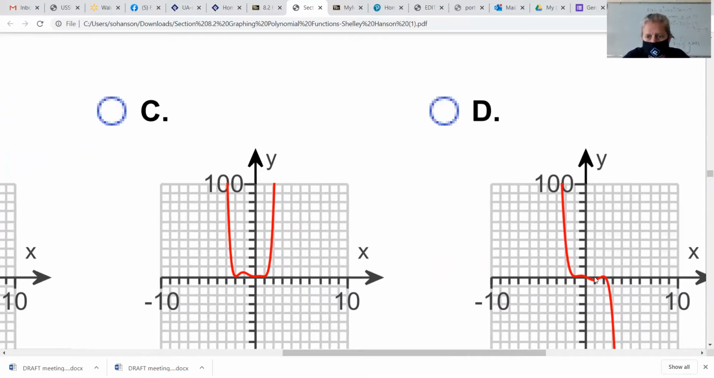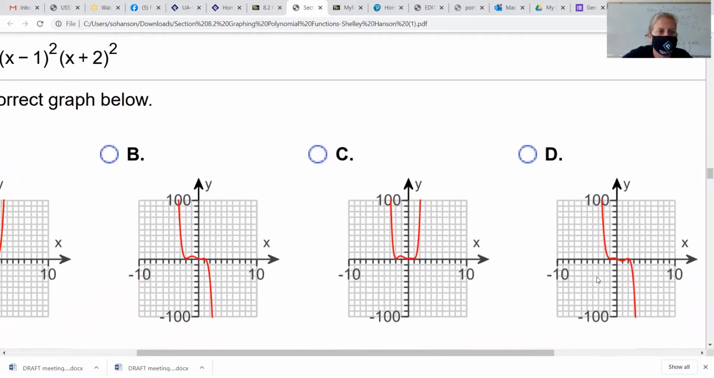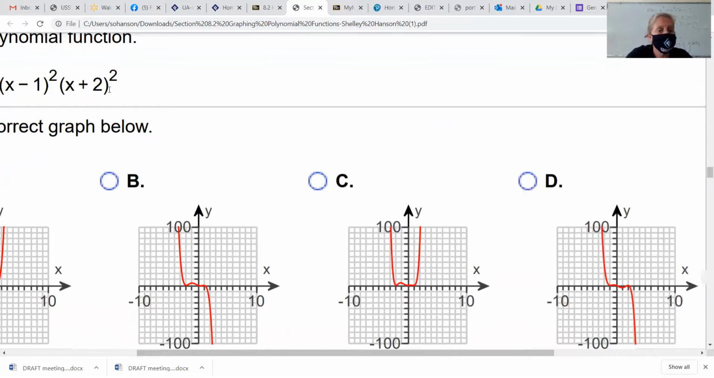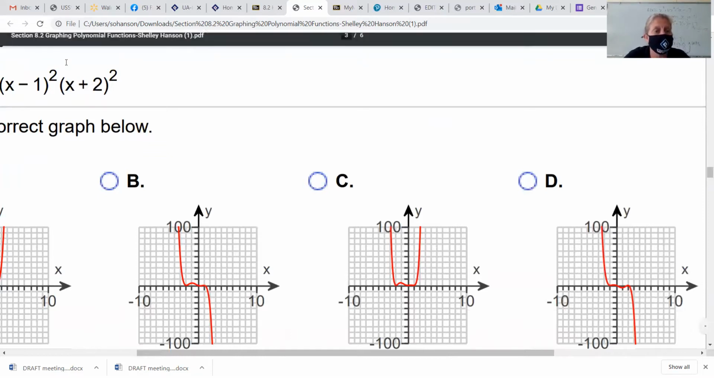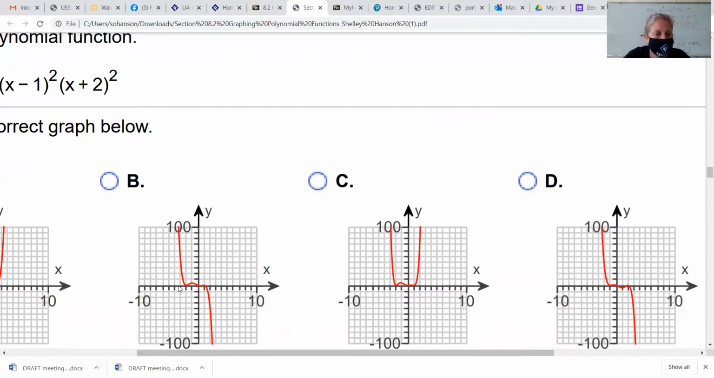There's positive 1. Does it touch there? No, it's not touching the x-axis at positive 1. What's the other x-intercept that we should look for? What's the other factor? X plus 2, which is also telling me that it should cross or touch the x-axis at negative 2. Look at B.